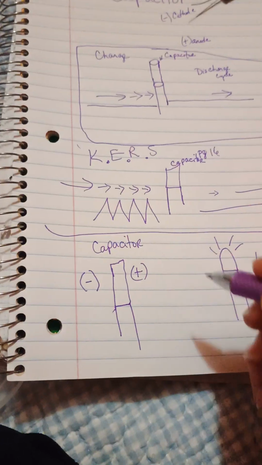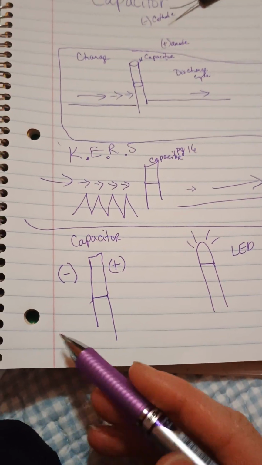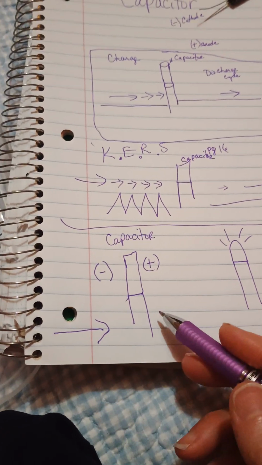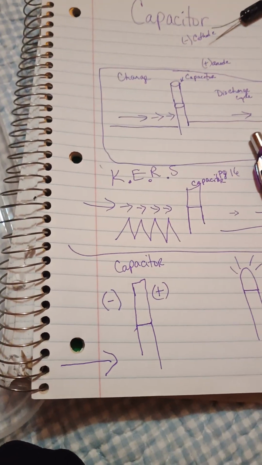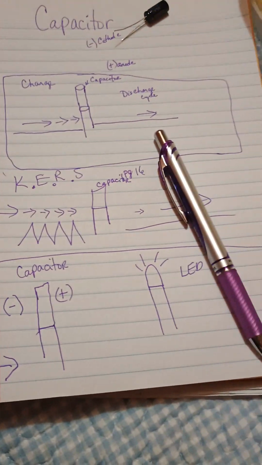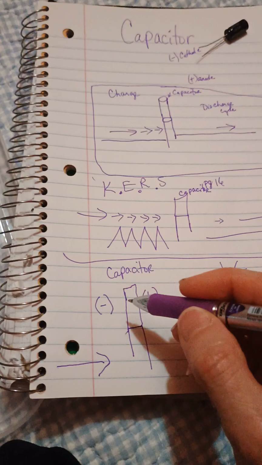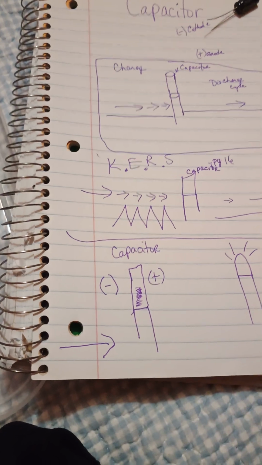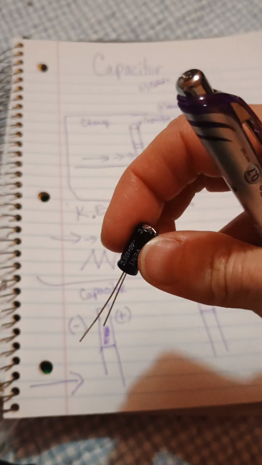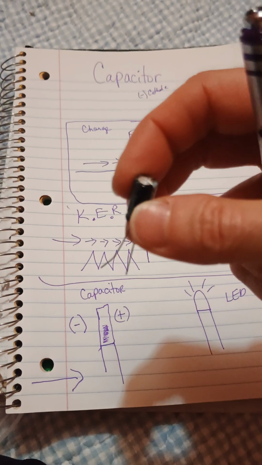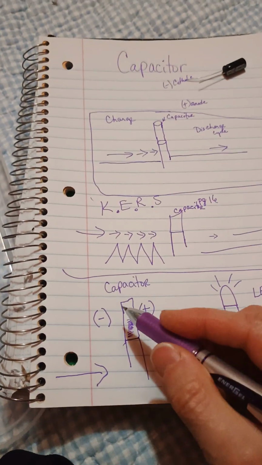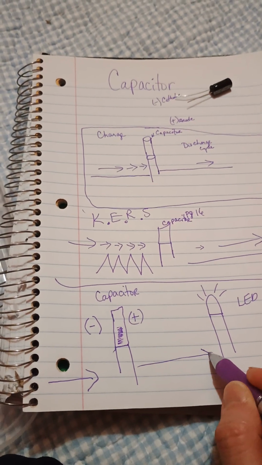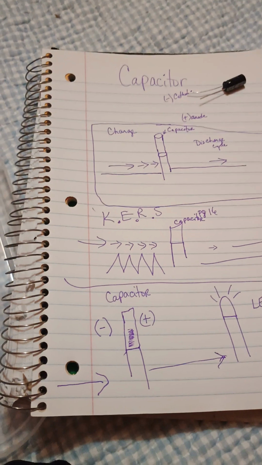Since my capacitor is over here, I have energy flow coming in. I'll just do it with purple. When the energy builds up, this capacitor stores it. Remember I said it's like a little cup and it houses that inside of it. So when it stores it up, when this LED needs it, it will give it what it needs. So that's just another example of it.